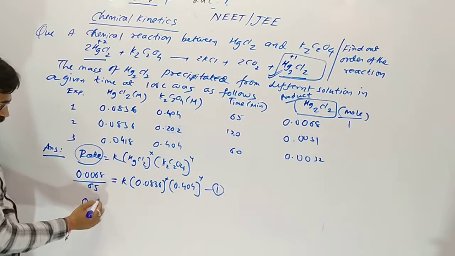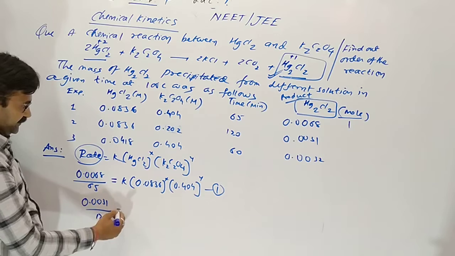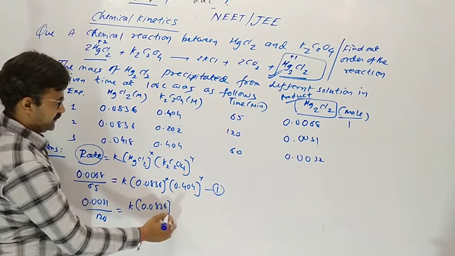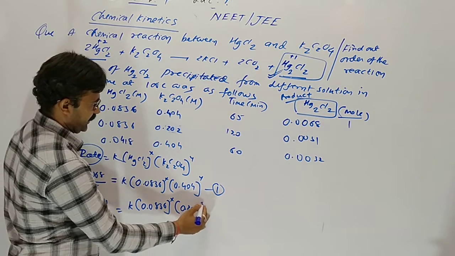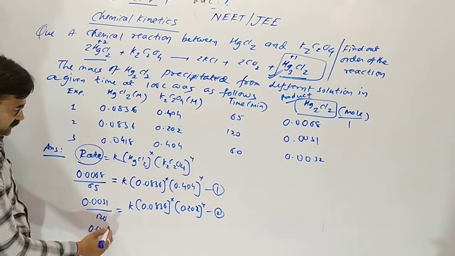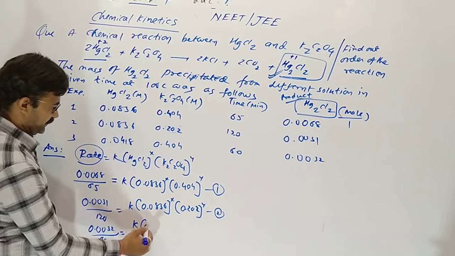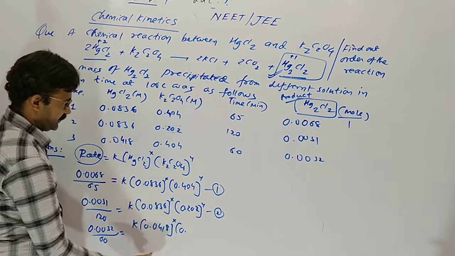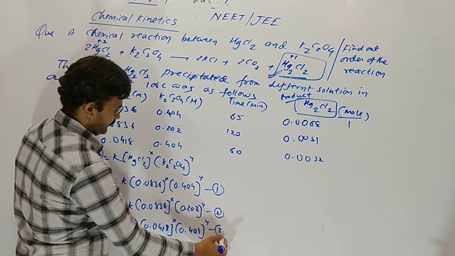Now 0.0031 mole occurred in 120 minutes. So keep K 0.0836 raised to x, 0.202 raised to y, equation 2. And third, 0.0032 divided by 60 minutes. So K 0.0418 raised to x and 0.404 raised to y.